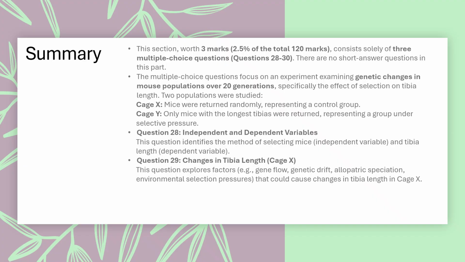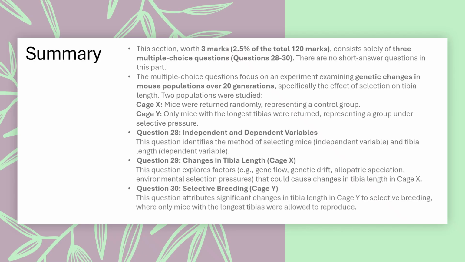This question explores factors, e.g., gene flow, genetic drift, allopatric speciation, environmental selection pressures, that could cause changes in tibia length in cage X. Question 30, selective breeding, cage Y. This question attributes significant changes in tibia length in cage Y to selective breeding, where only mice with the longest tibias were allowed to reproduce.